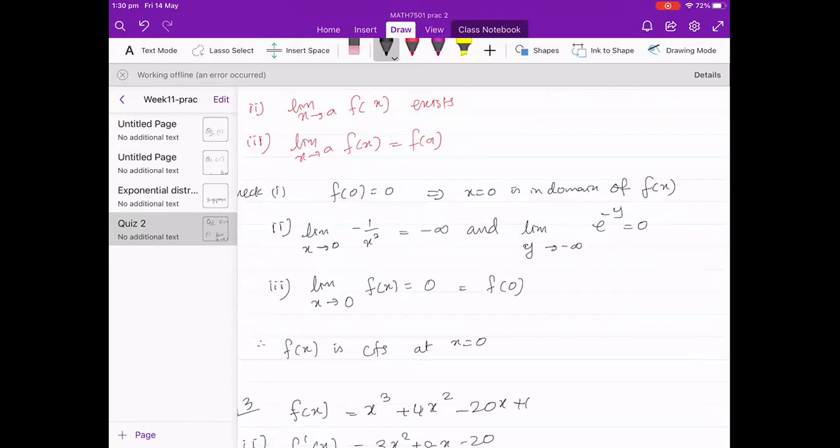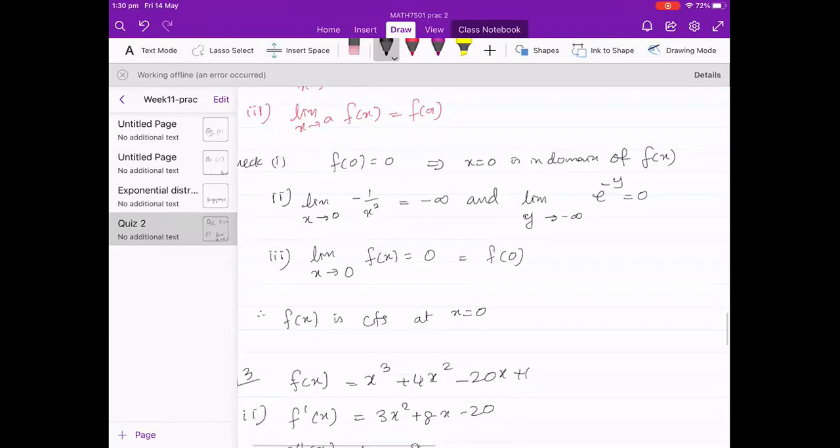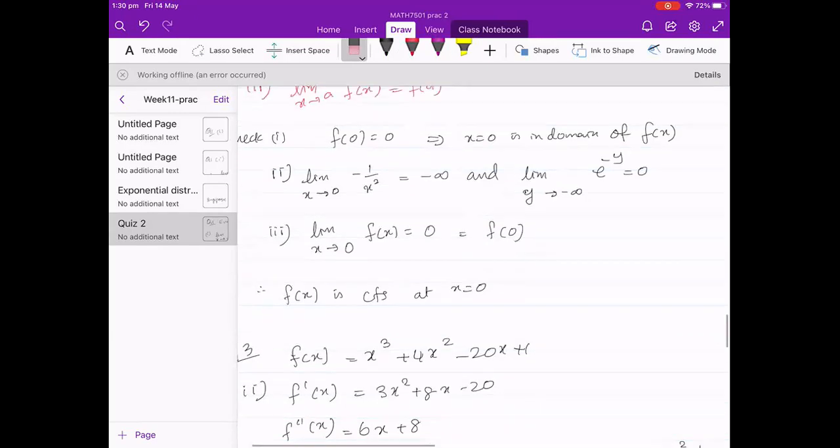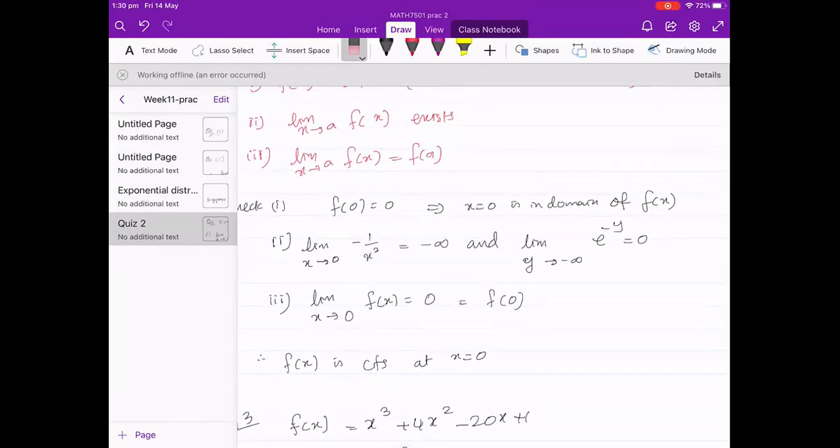Okay, so that exists. The third criterion is check whether the limit as x tends to 0 of f(x) is equal to f of 0. This we know, we already showed that it equals 0 and f of 0 is 0. So that's also true. Therefore, in conclusion, f(x) is continuous at x equals 0. Is that clear enough? Any question from that part?